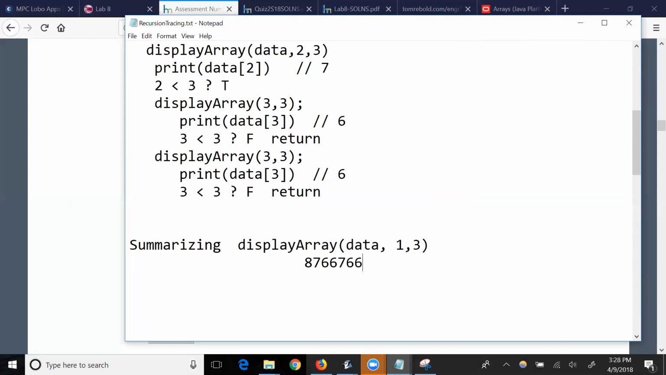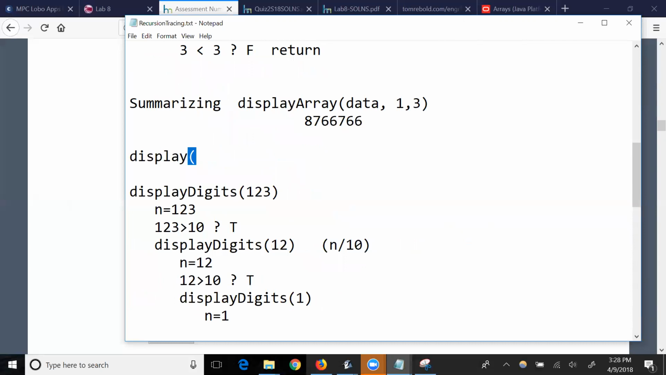So then therefore, you should be able to look for the pattern, right? Display array of data 0, 3 is going to start off with 9, and then, oops, not that. Display array of data 0, 3, I'm just going to copy this thing. It's just going to say 9 and then 2 copies of that. And that should be the answer.